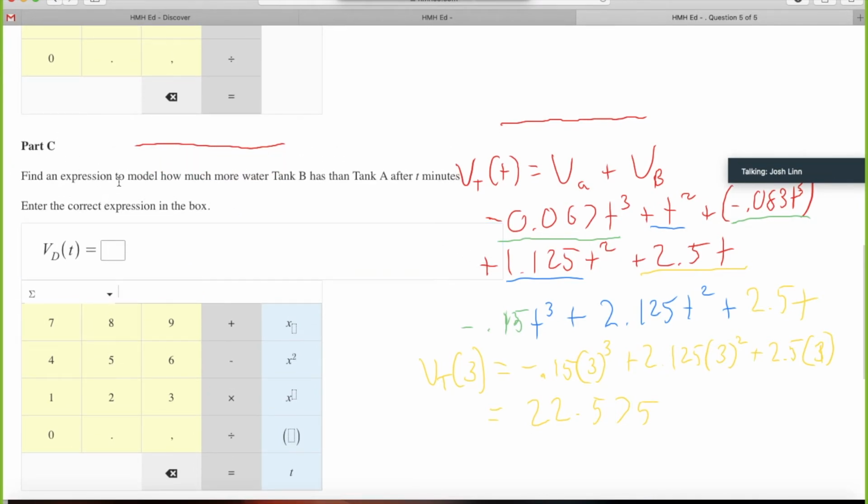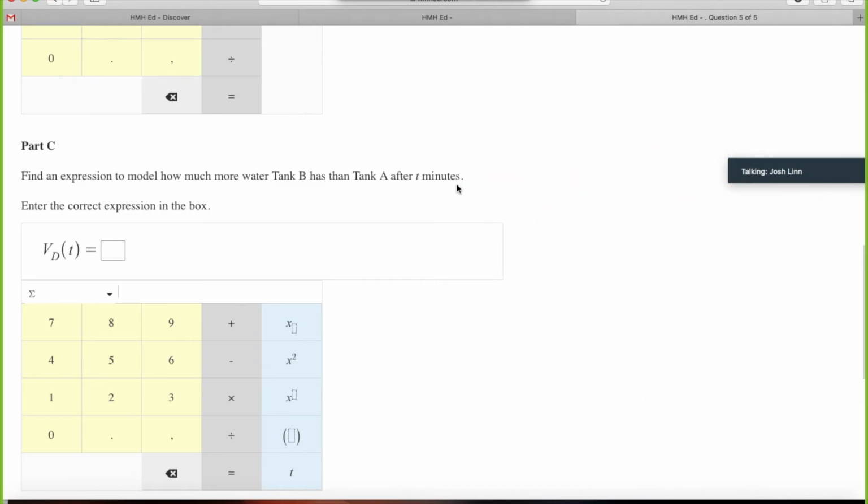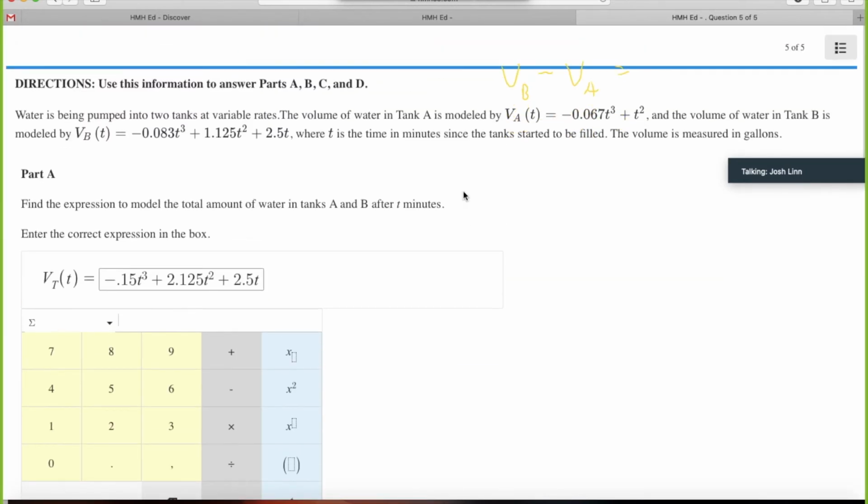Find an expression to model how much more water tank B has than tank A after T minutes. So tank B clearly has more water, and we want to know how much more. At this point, we're just going to do V of B minus V of A, right? Totally. So I'm going to scroll back up so I can remember these equations. So the negative sign goes with the V of A.